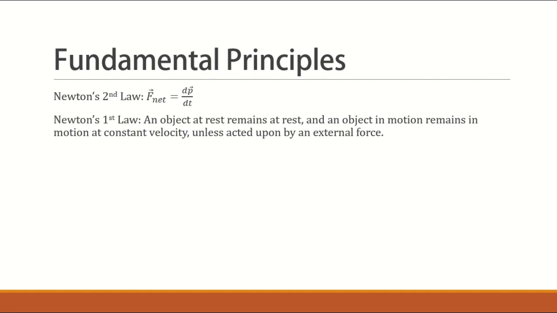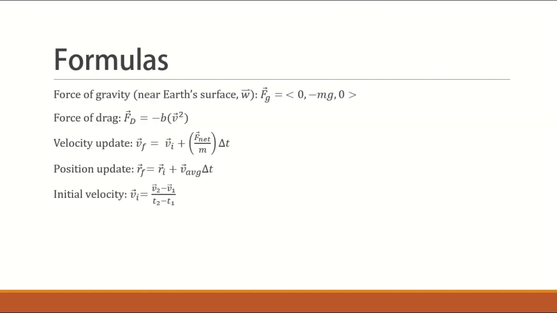This lab also demonstrates Newton's first law, which states that an object at rest remains at rest and an object in motion remains in motion at constant velocity unless acted upon by an external force. Gravity and drag are the external forces changing the ball's velocity. I will discuss terminal velocity later in this report, where the net force is equal to 0 and Newton's first law is in play. These are the formulas I used in this lab: the force of gravity near the Earth's surface, or the weight force; the force of drag; Newton's second law in the form of the velocity update and position update formulas; and the formula for initial velocity.